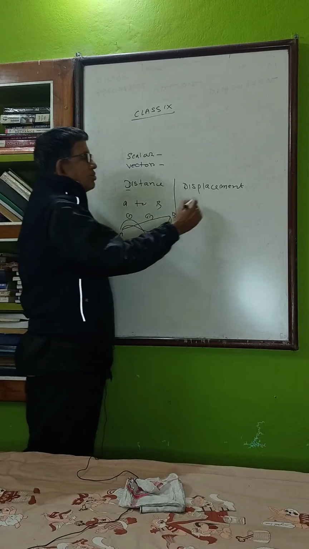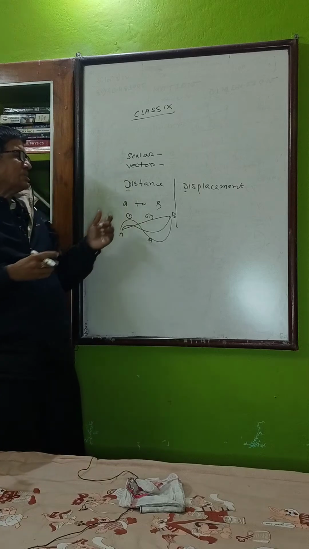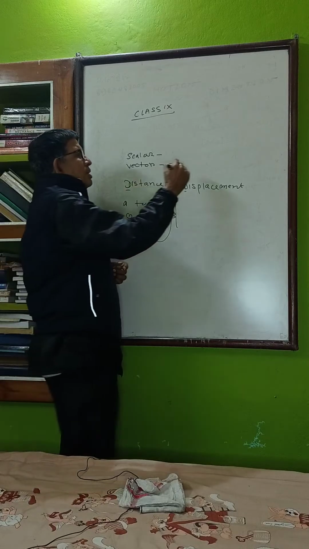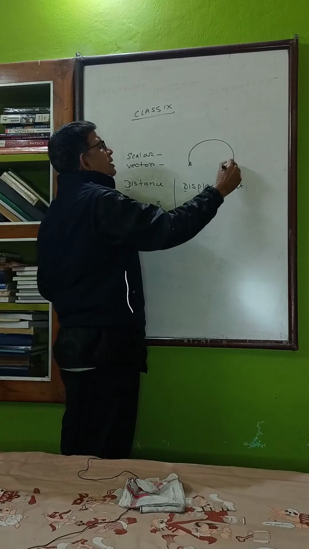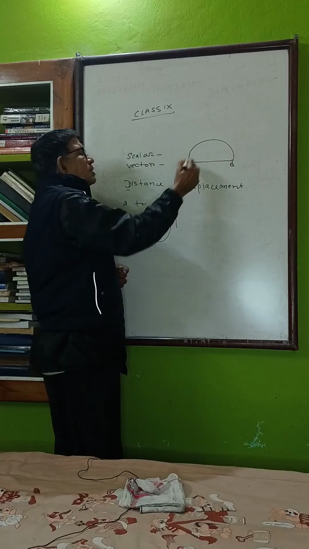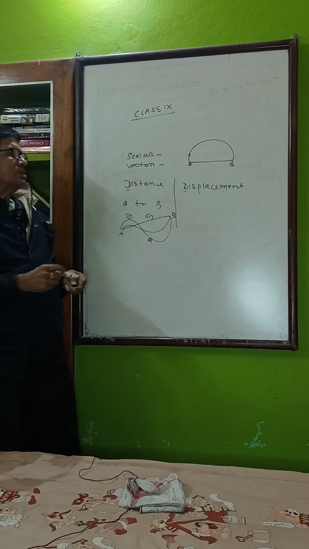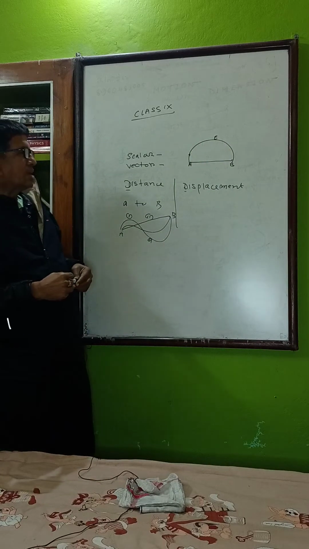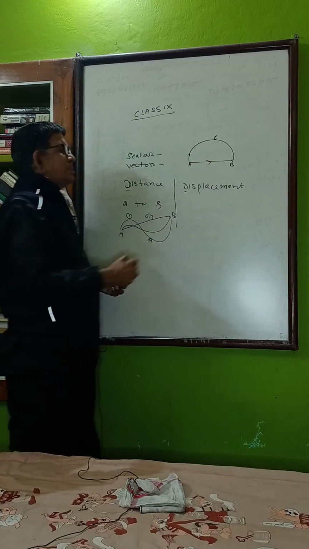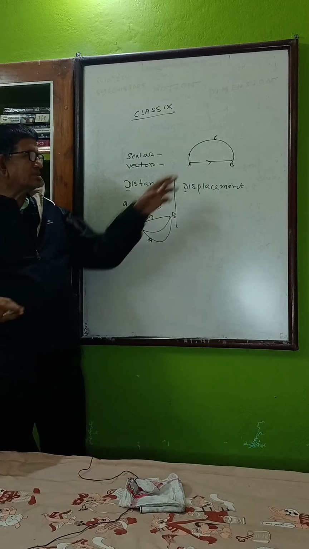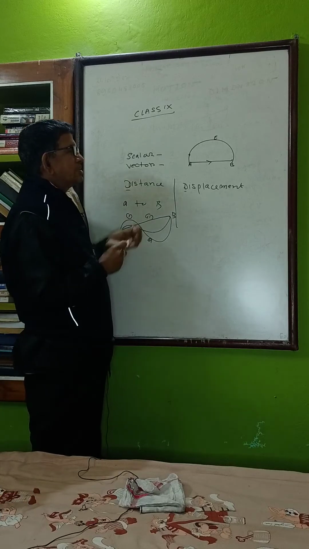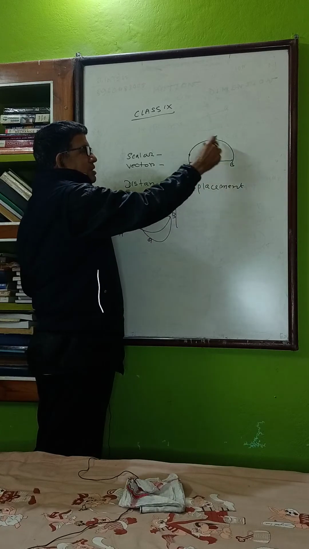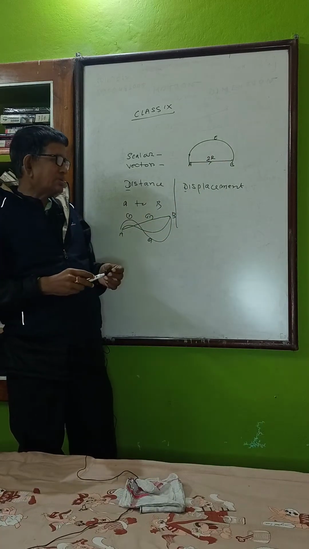So there is no motion where distance is less than displacement. You will not get such an example. Suppose a body is moving in a semicircular path. If I ask you what is the distance, you will tell me AEB, that is the distance, and what is the displacement? Displacement is AB. That is the diameter of this semicircle that gives you the displacement, but half of the circumference of the semicircle gives you the distance.